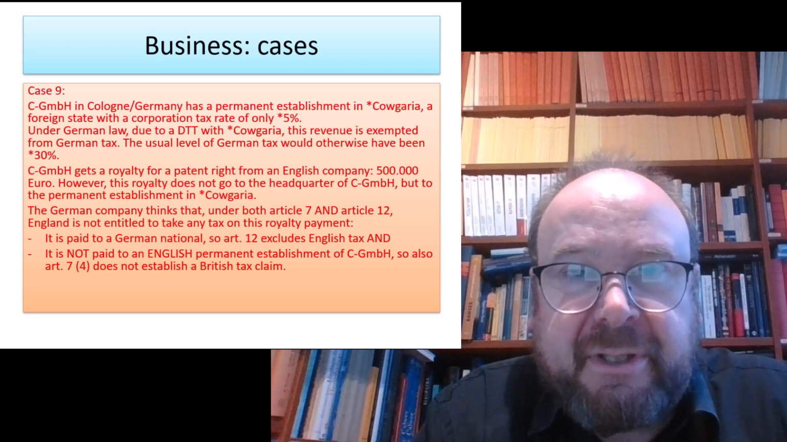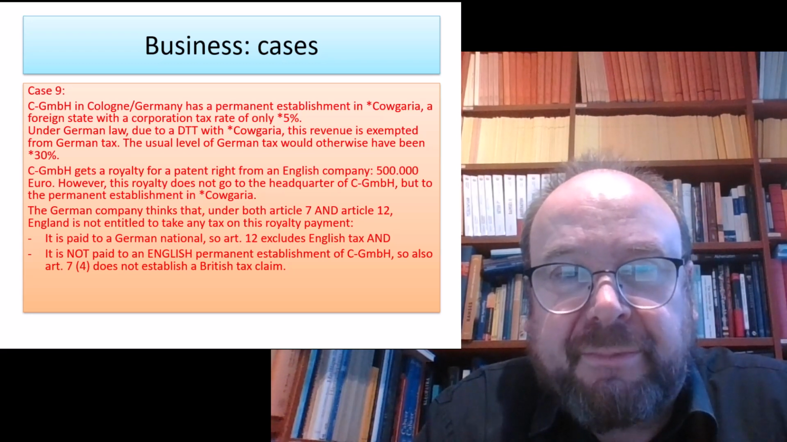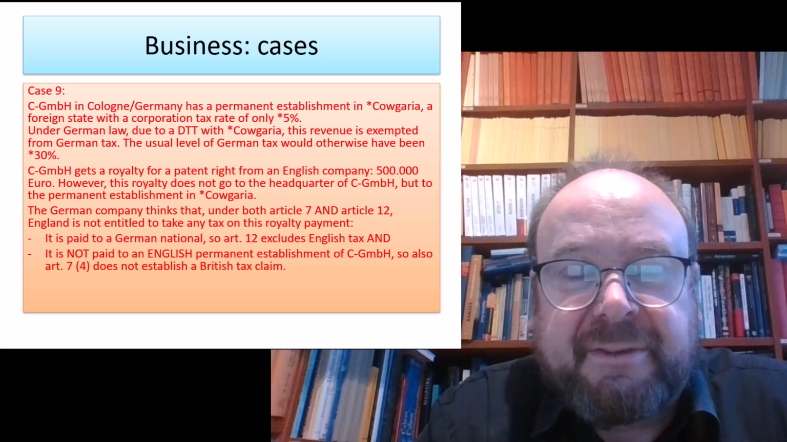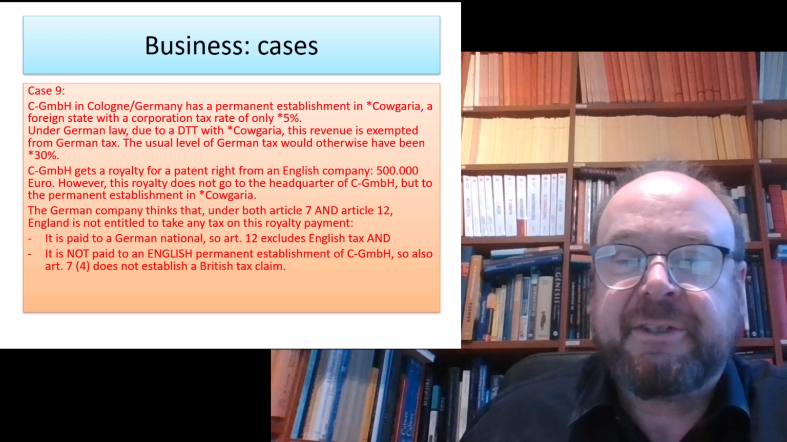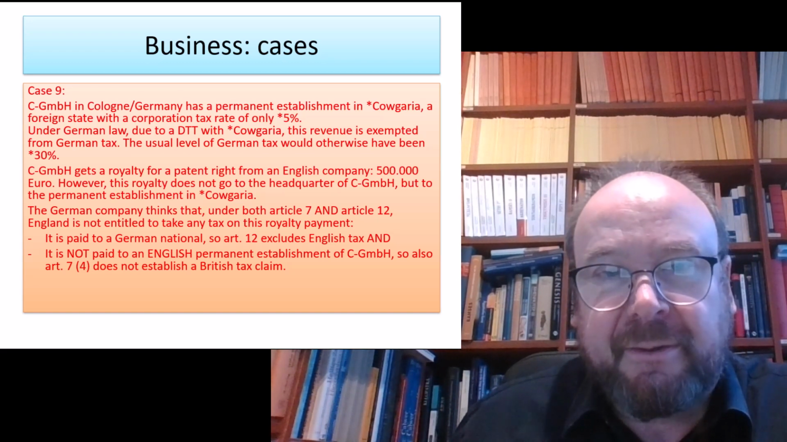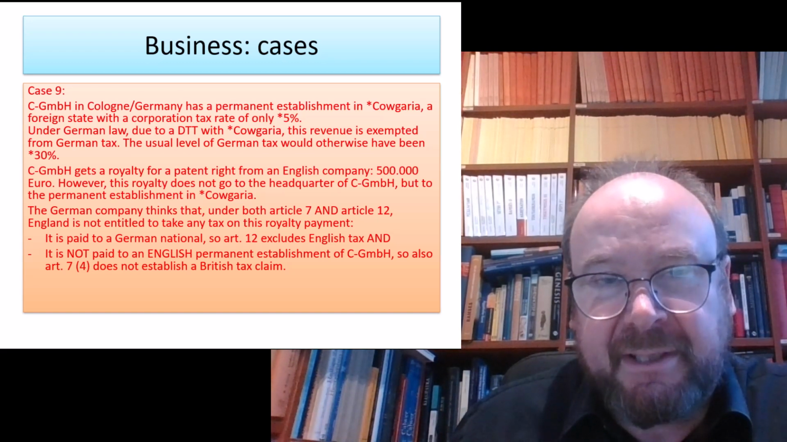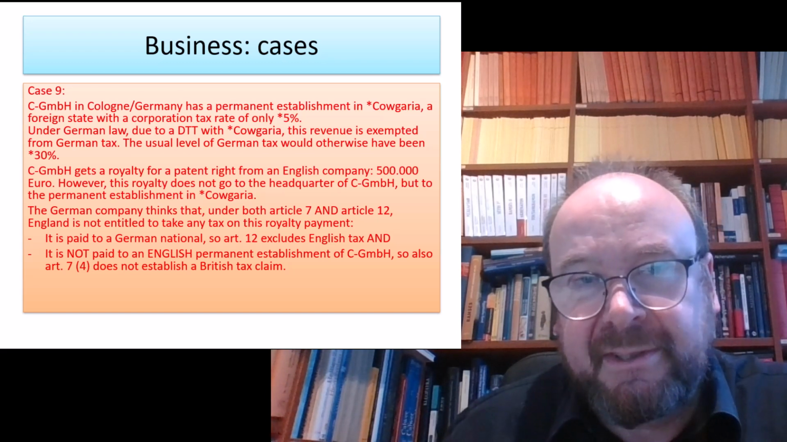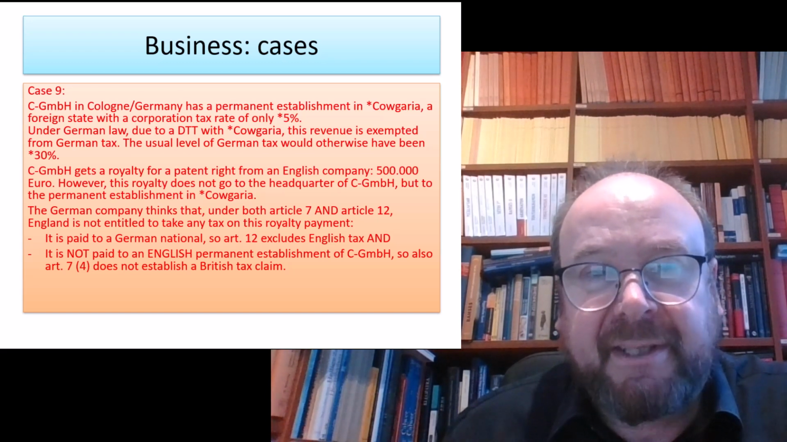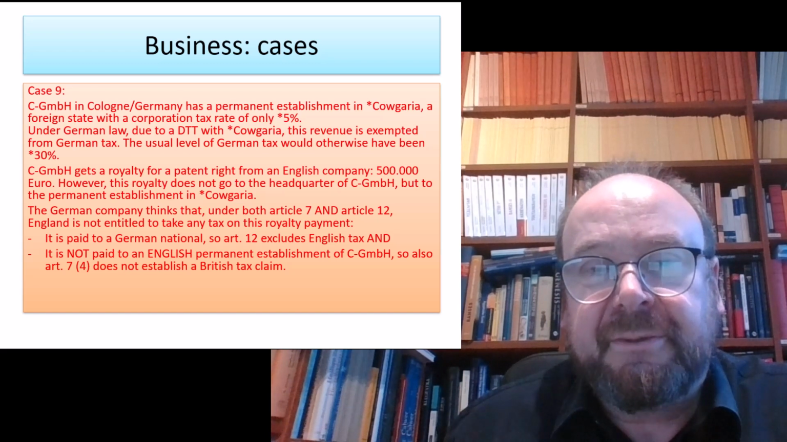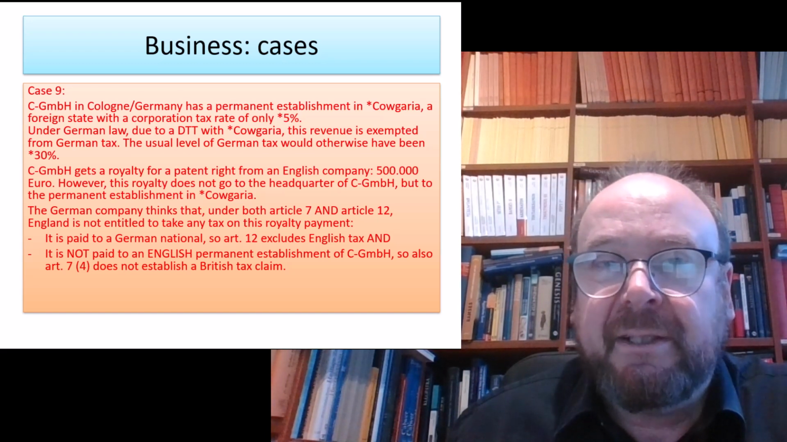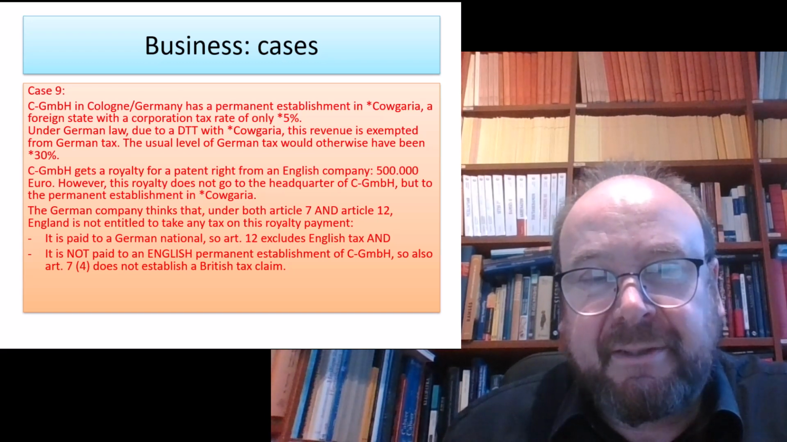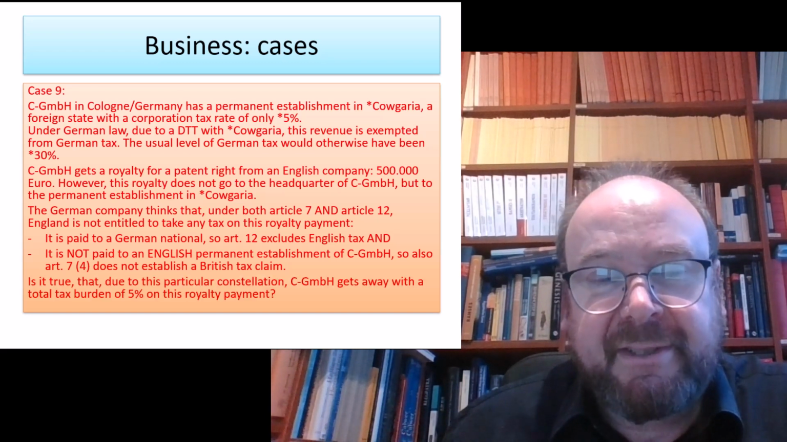So you can check all these articles. The article gives a right to tax this amount of license fee to the British. So in the end, although the British had the idea that they concluded rules, a DTT with a high-tax state, in the end, due to this double taxation treaty in combination with another double taxation treaty, the money ended up untaxed, nearly untaxed, in a low-tax state.